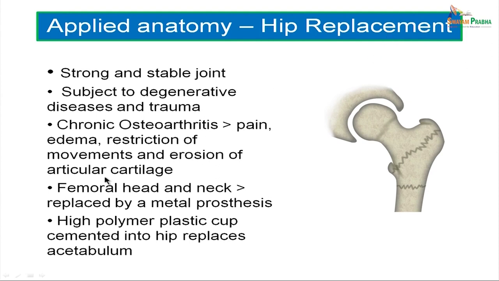This is a clinical procedure in which the femoral head and neck are replaced by a metal prosthesis. So this part is removed and is replaced by a metal prosthesis, and a high polymer plastic cup is cemented into the hip bone, which replaces the acetabulum. So you have an artificially reconstructed hip joint, which is made up of a high polymer plastic cup here and a metal prosthesis which functions as the head of the femur.